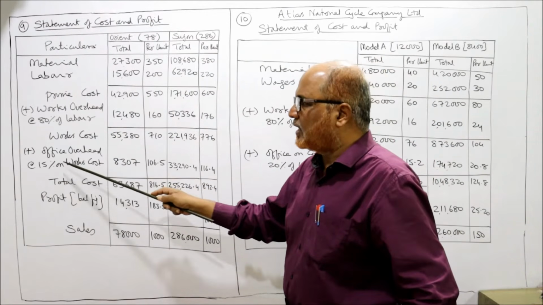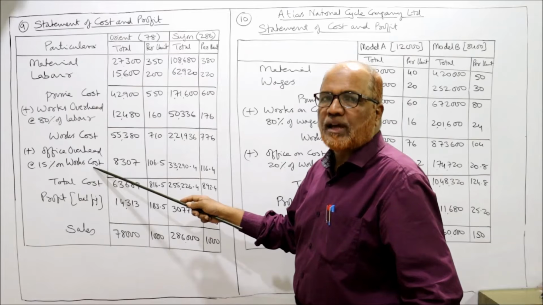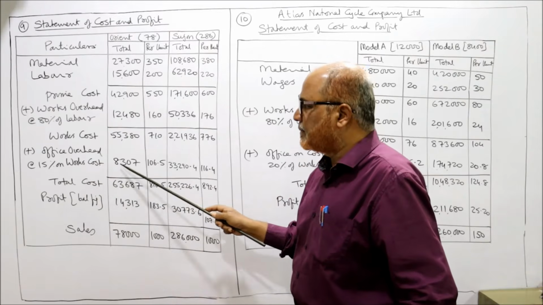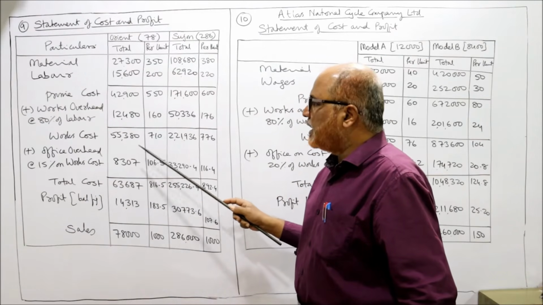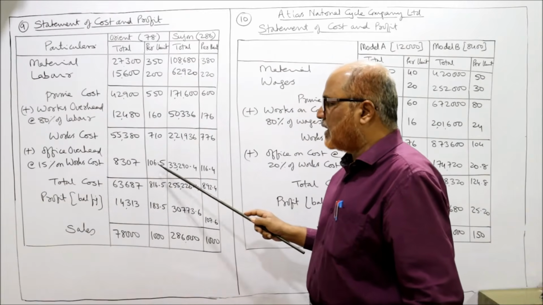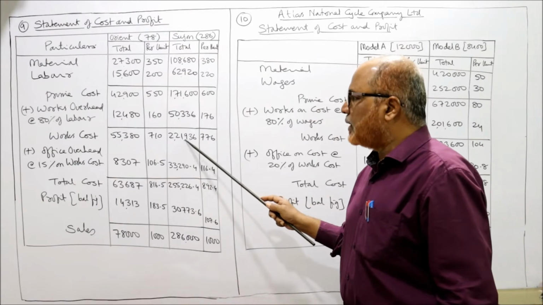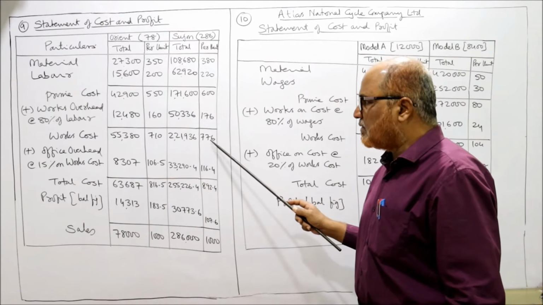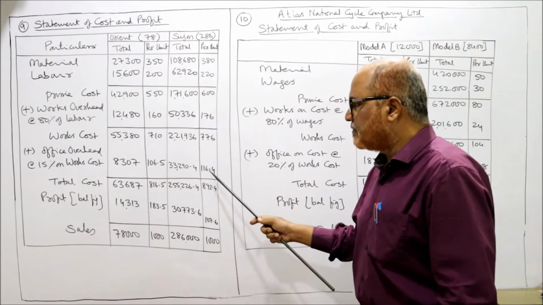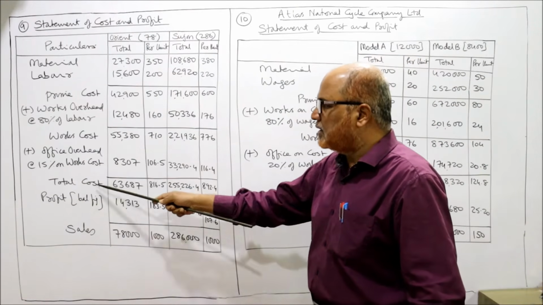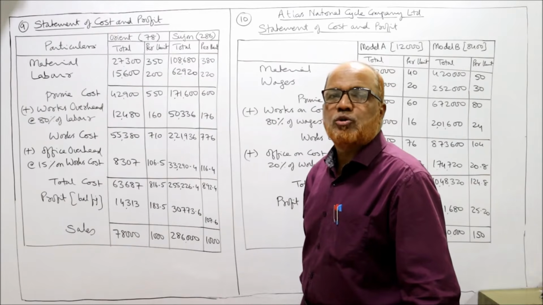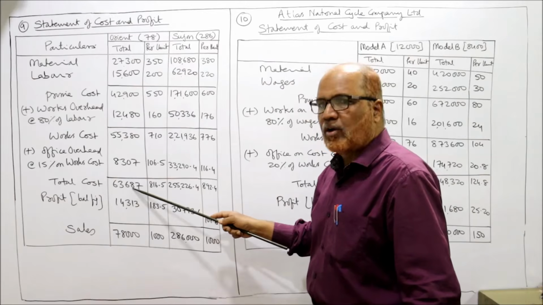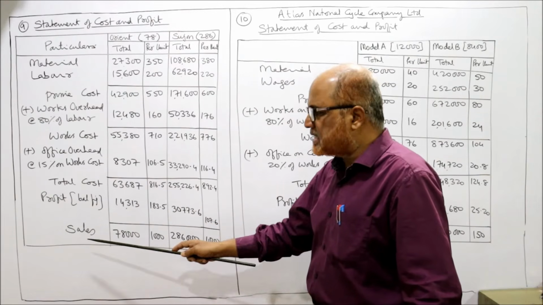Here prime cost and works overhead, add them, works cost. Add office overhead at the rate of 15% on works cost. So we are calculating 15% on works cost. 55,380 into 15%, 8,307. Similarly, 710 into 15%, 106.5. 2,21,936 into 15%, 33,290.4. 776 into 15%, 116.4. So add up, we'll get the total cost. We don't have any selling and distribution overheads. So we are having only two overheads, works overhead and office overhead. Total cost we got. Balancing figure is the profit.